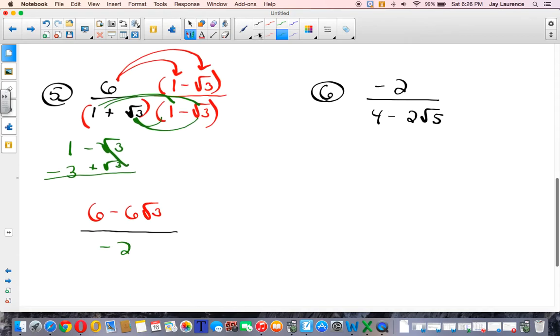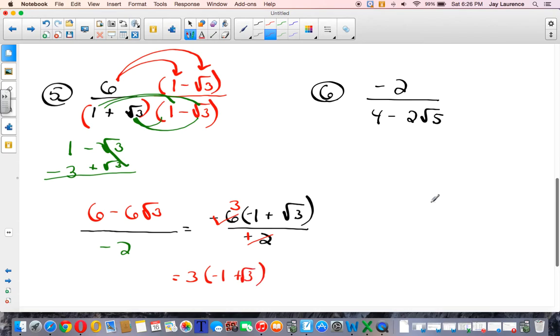Now, I see some simplifying that can go on. I'm going to GCF this numerator, and I'm going to pull out a negative 6. That'll leave me with a negative 1 plus rad 3. And I have a negative 2 in my denominator, and then the negative 2 will go into the 6 three times. And the negatives are canceled, right? And so now I have 3 times the quantity of negative 1 plus rad 3, excuse me.